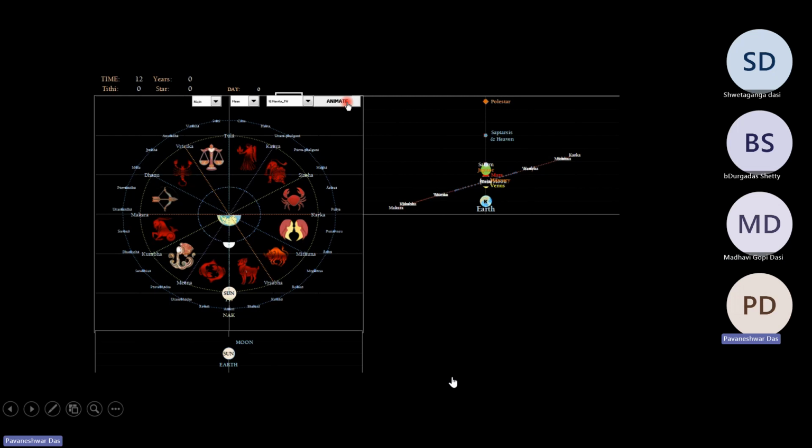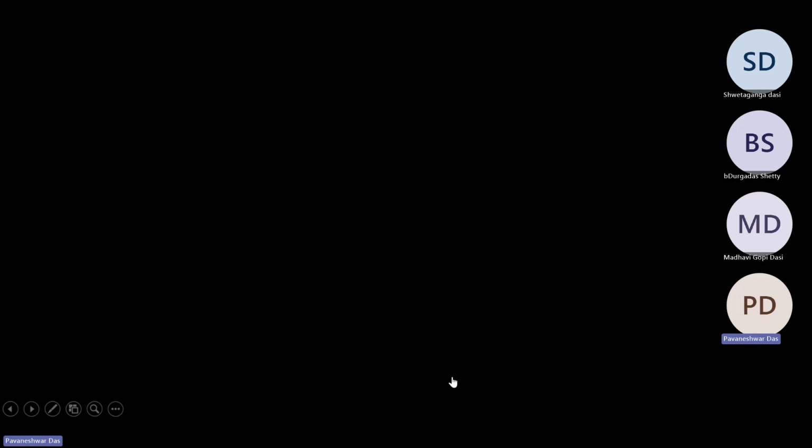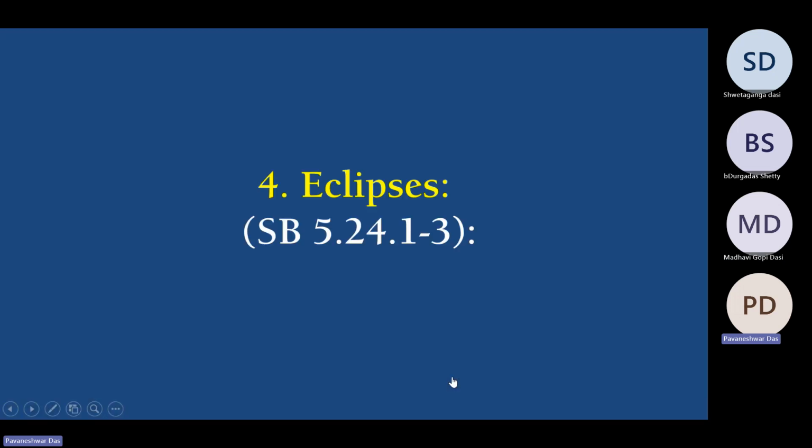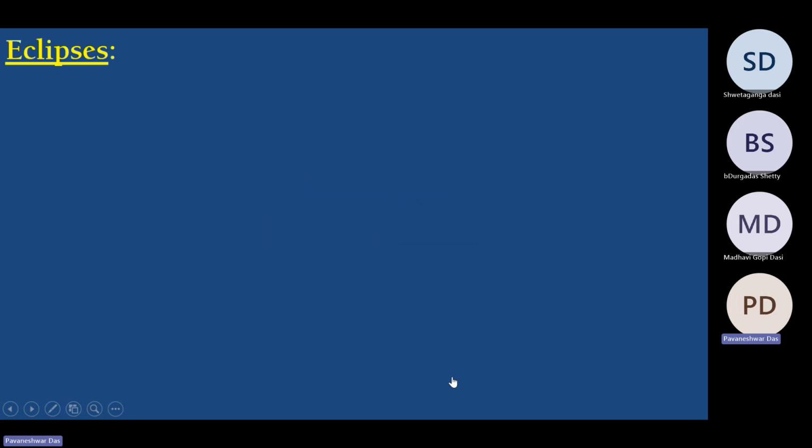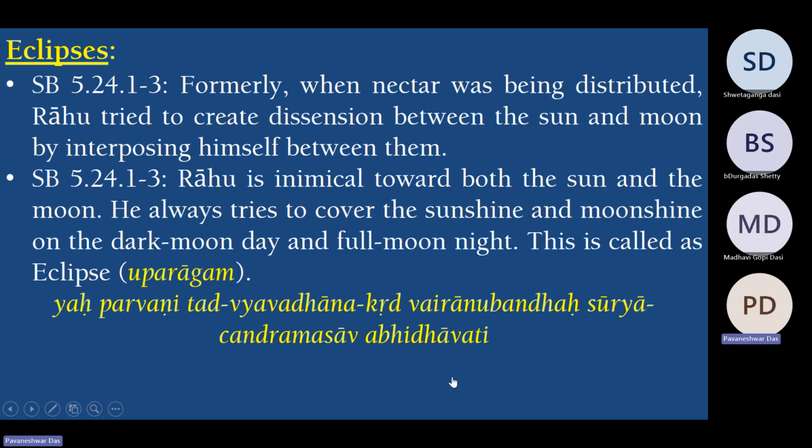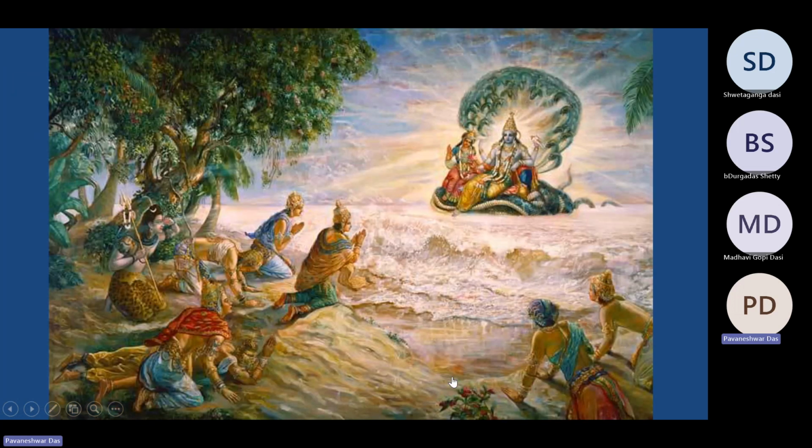Okay. So we have finally one small concept about eclipse, and with that we'll wind up our discussion on Canto 5. So the same verse as we saw, these things are going up and down. While going up and down, once in a while they come in the same line. That causes eclipse.